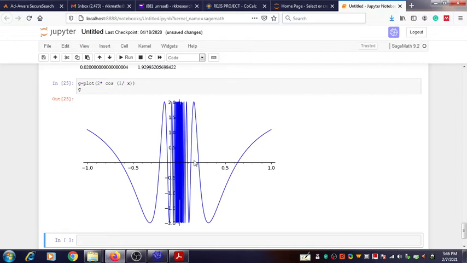Function value is taken along the y-axis. The function stays positive for some time, and after that it crosses y equal to 0, that is the x-axis. Once it crosses the x-axis, it goes to the negative side. Then it keeps reducing its value, and after reaching a particular value, it starts increasing.